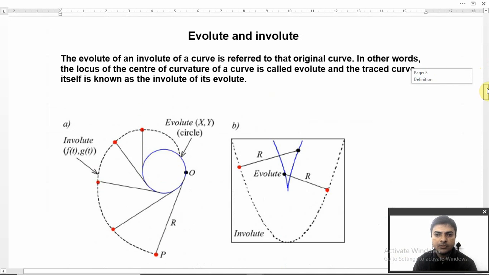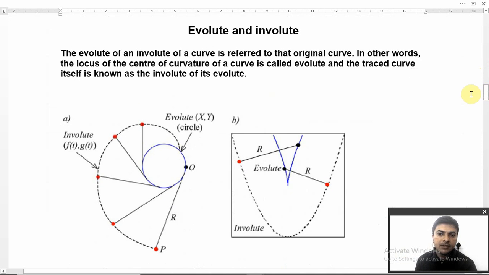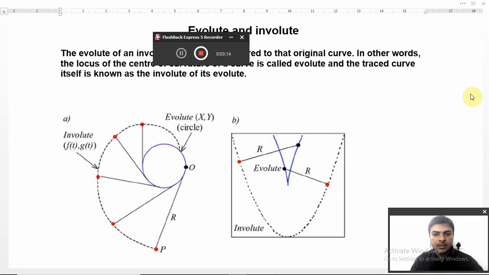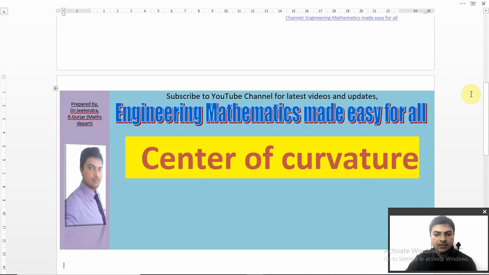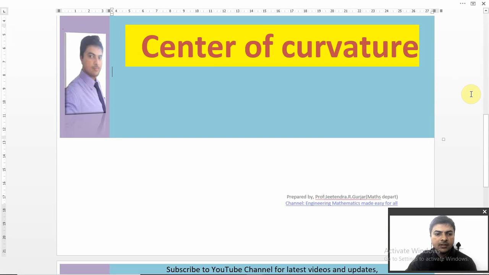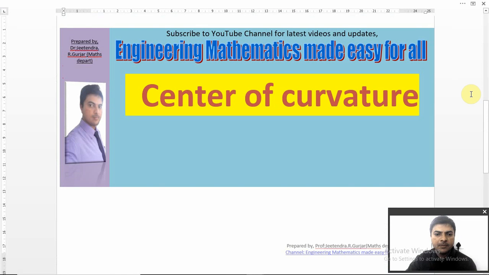Okay, here is the important part of today's lecture, that is evolute and involute. What is evolute and involute? Many other examples and videos are already shared. Today's topic is very important: evolute and involute, how the examples are solved, and the meaning, definition and introduction, everything I am going to discuss today. So please stay until the end of the video lecture. Today we also study center of curvature.